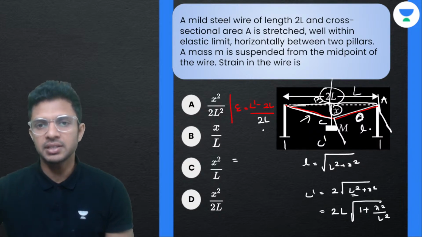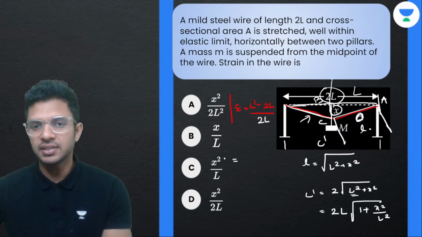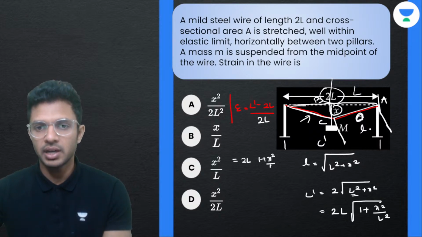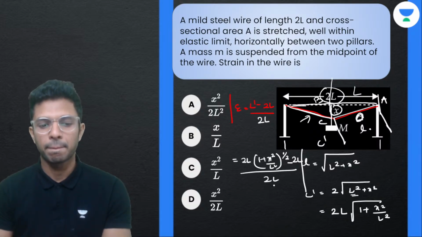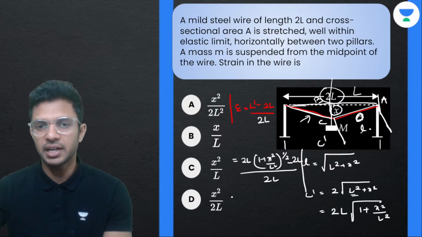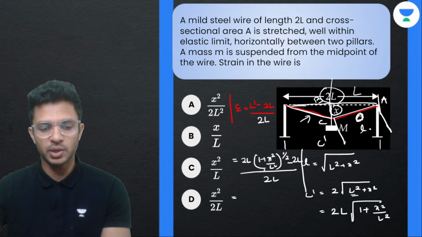So same thing, substitute it here. देख ले. L dash minus 2L is 2L times 1 plus X square by L square the whole raised to 1 by 2 minus 2L, the whole divided by 2L. So 2L cancel हो जाएगा. What remains is 1 plus X square by L square the whole raised to 1 by 2, minus 1.